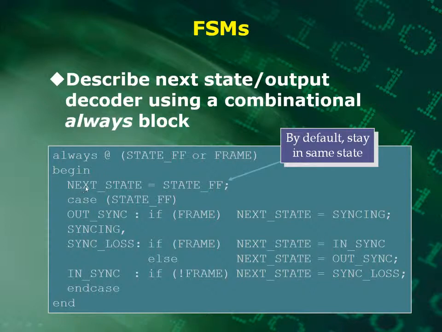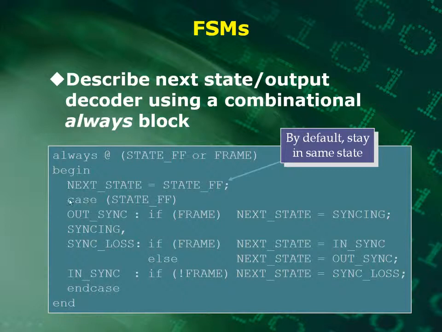One way you can be sure that you define all the cases for next state is, at the very beginning, to just say that next state equals state FF. Then if there are any changes, you can cover that in your case. Another way to do it is, instead of putting this here, you could put in a default case statement and define it there, and I prefer to do it that way.